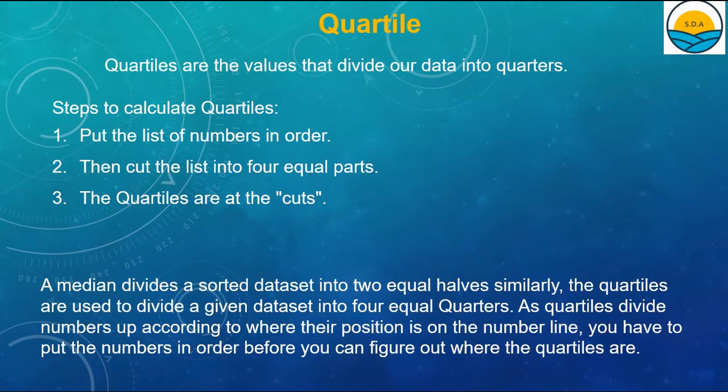So this is more like a median, where the median divides the data set into 2 equal halves. Similarly, the quartiles are used to divide a data set into 4 equal quarters. And as the quartile and the median both divide the numbers according to their position in the number line, we have to put the numbers in order before we can figure out where the quartiles are.